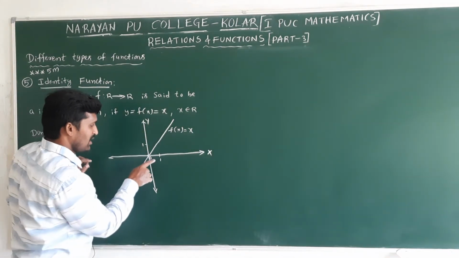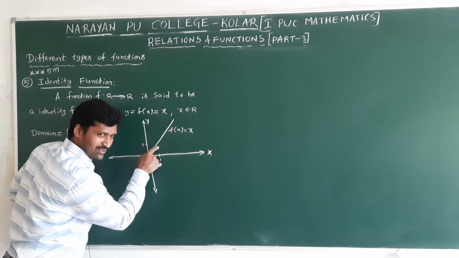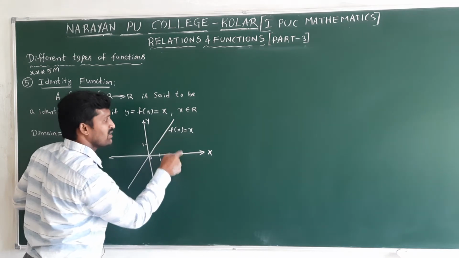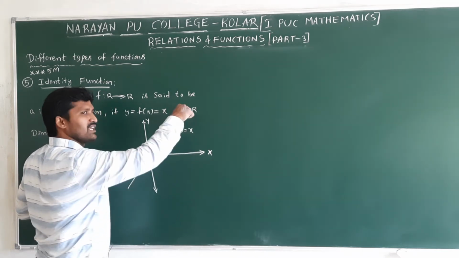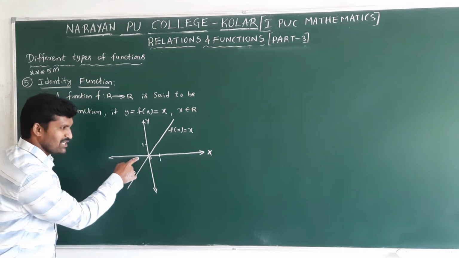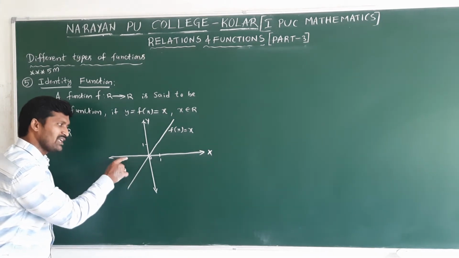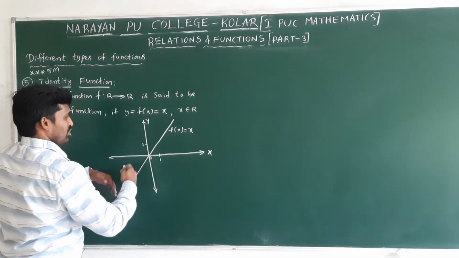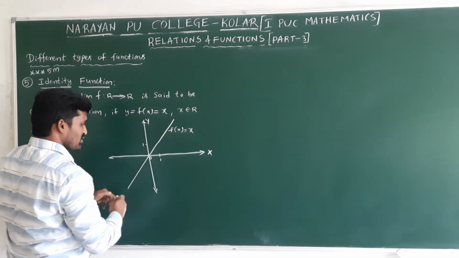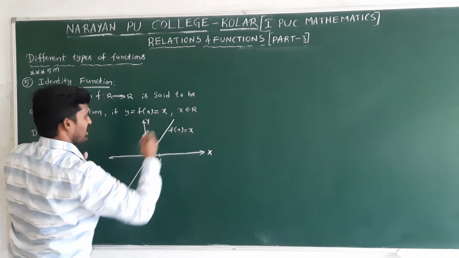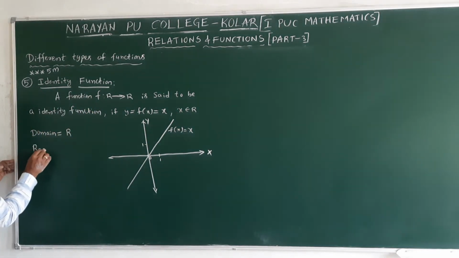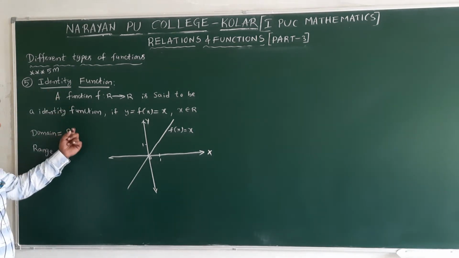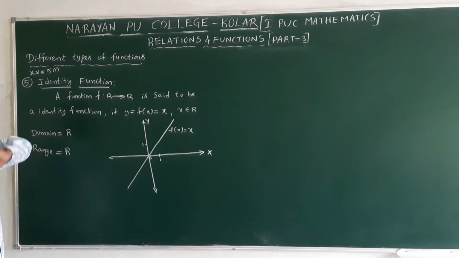Range also, what did you get? Set of images. X value 1, y also 1. X value 2, y also 2. X value 3, y also 3. X value 100, y also 100. X value infinity, that also infinity. X value minus 1, y also minus 1. X value minus 2, y also minus 2. And so on up to minus infinity. That's why x whatever taking, images are also coming from where to where? From minus infinity to plus infinity. That's why the range also is real numbers. For identity function, domain, range, codomain all are the same.